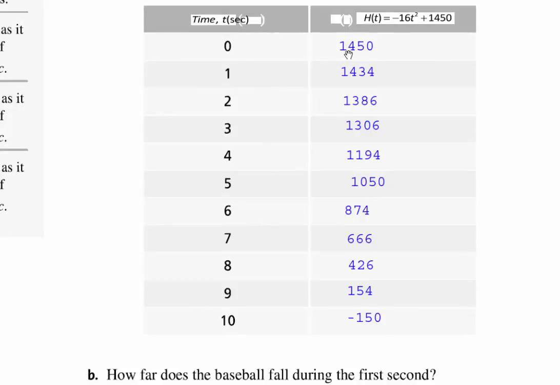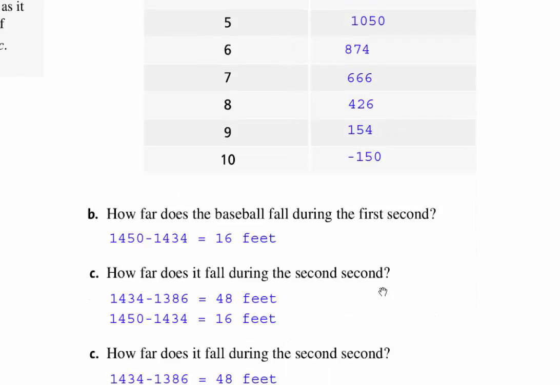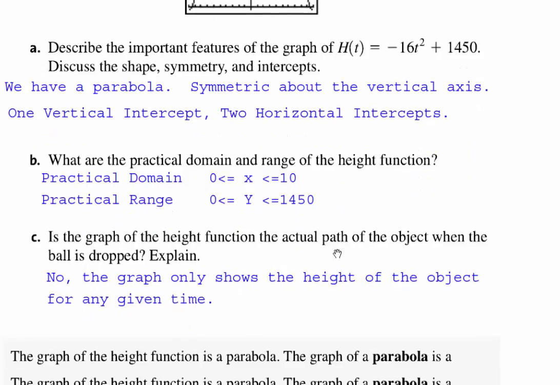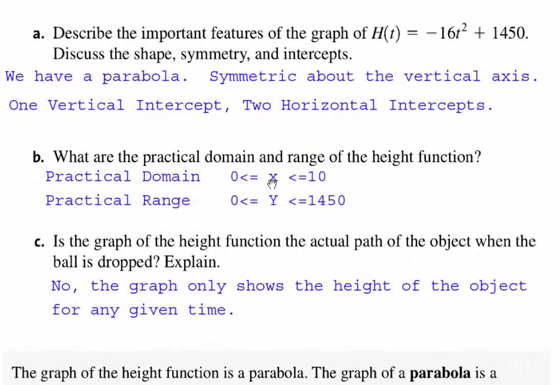Initially the ball's 1,450 feet in the air at time 0. 9 seconds later, or 9.5 seconds later, the ball's on the ground at 0 feet. So when I'm thinking about domain, practical domain would be from 0 to maybe 10 seconds. And a practical range would be maybe 0 feet to 1,450 feet, right? The max height is 1,450 feet. That's when you're on top of the building. And when the ball's on the ground, we'd figure the ground would represent a height of 0. So going back to our question, practical domain, between 0 and 10 seconds.